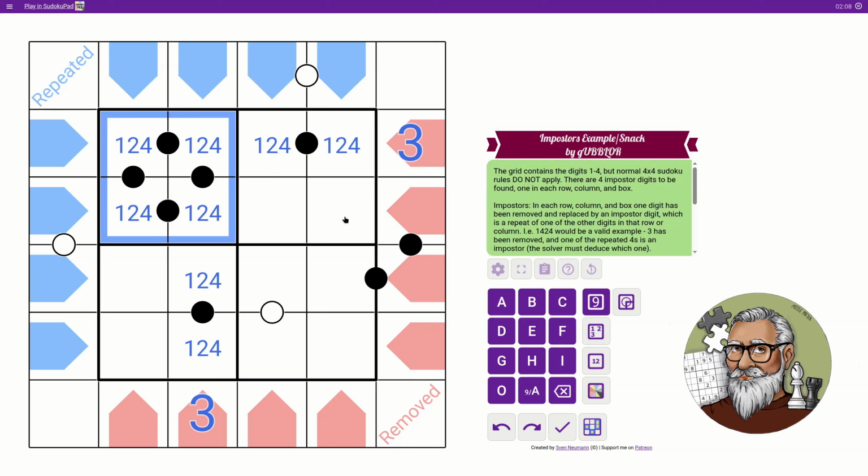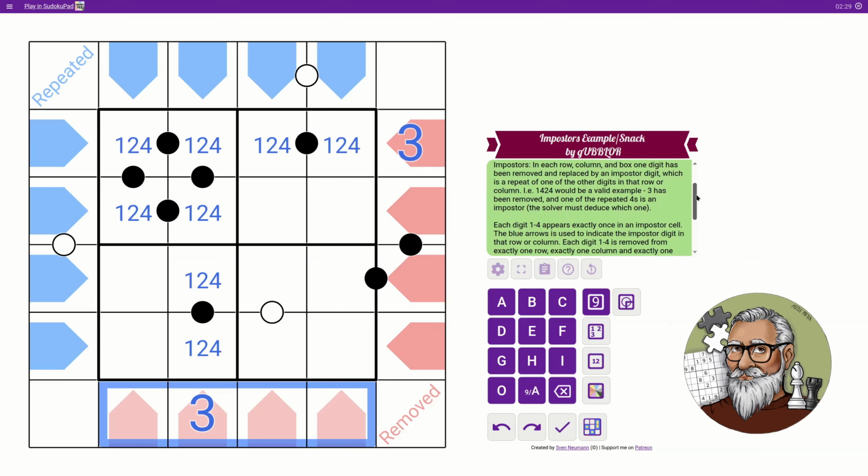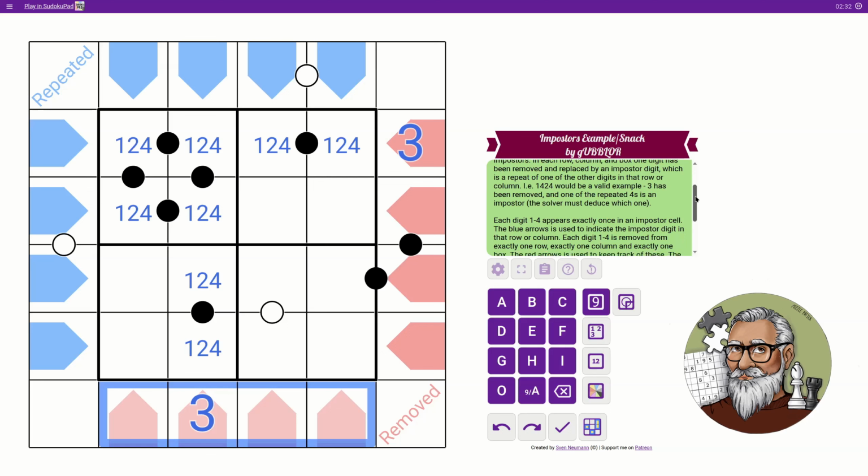Well, as much as none of the other rows and columns, but we know that because we have to put 1 2 3 4 here. That's not what the rule says. The rule says in each row, column, and box, 1 digit has been removed. Where does it say that? Oh, there. There are 4 impostor digits to be found. Each digit 1 to 4 appears exactly once in an imposter cell, and each digit 1 to 4 is removed from exactly one row, exactly one column, and exactly one box.